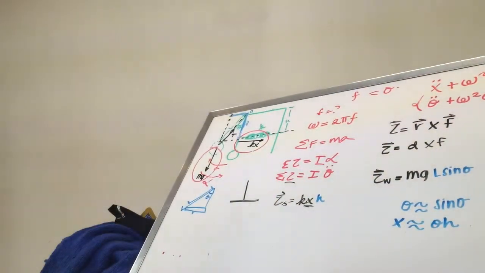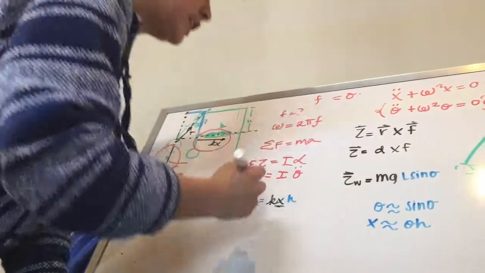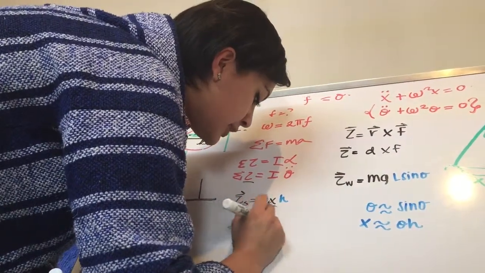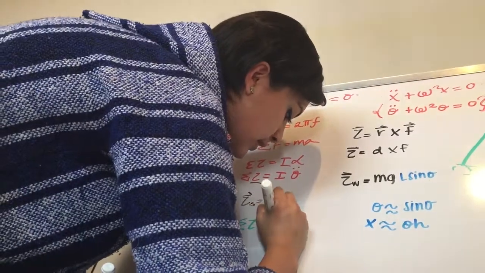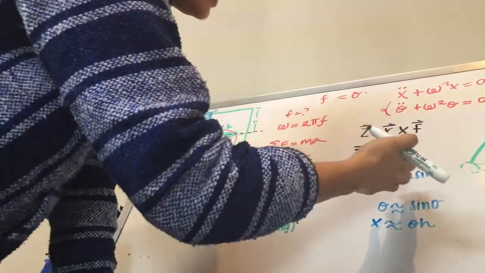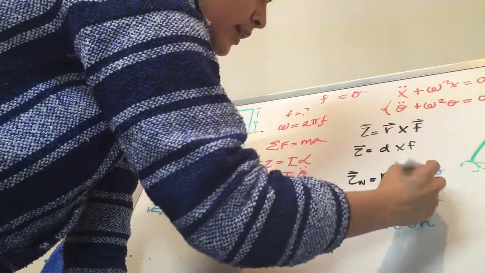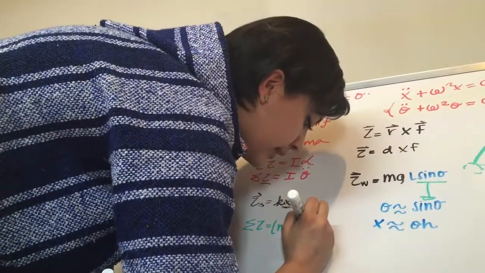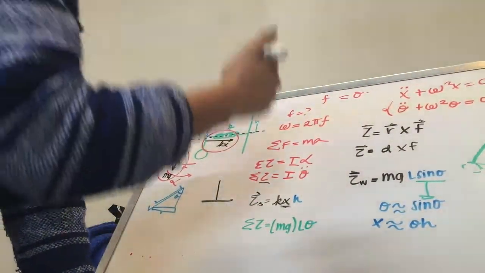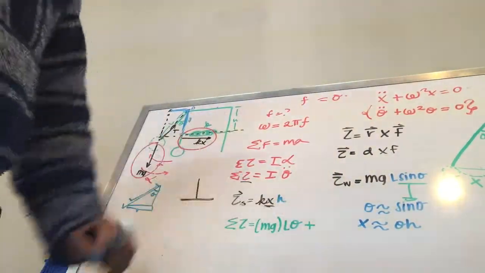Knowing this, now we can substitute in our equations, where the summation of torques is going to be mass times gravity times L. But as we remember, sine is going to be similar to our angle, so it's going to be times the angle. And in this summation, we're going to add the force of the spring.